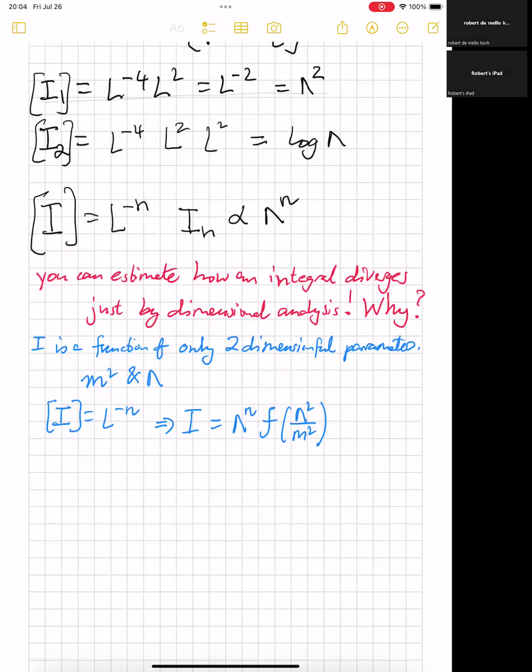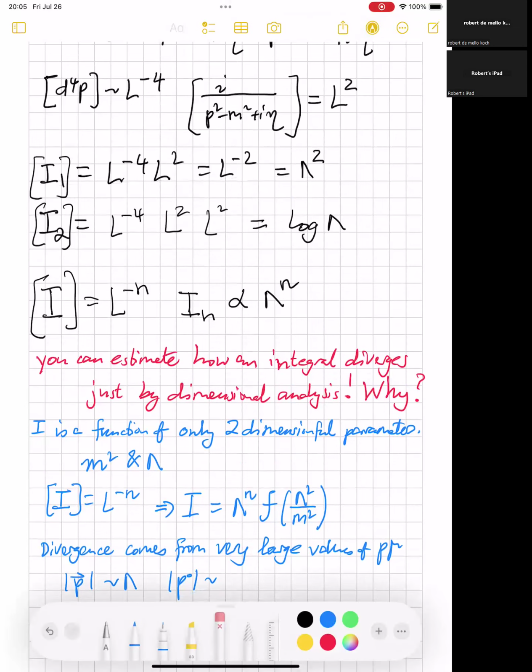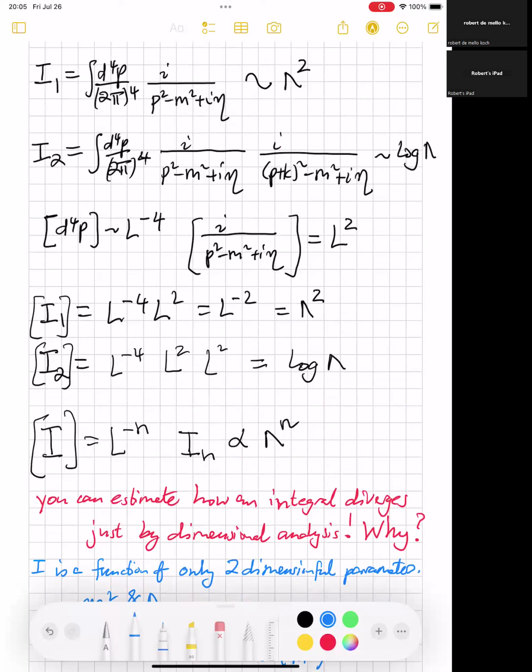However, the divergence comes from very large values of p mu. So it's when the magnitude of the spatial momentum is of order lambda, and that means p naught itself is also very large. Now, if the momentum is huge, then when you take a look at this propagator formula, if p squared is enormous, you can just forget about m squared. And that will happen for every single denominator.